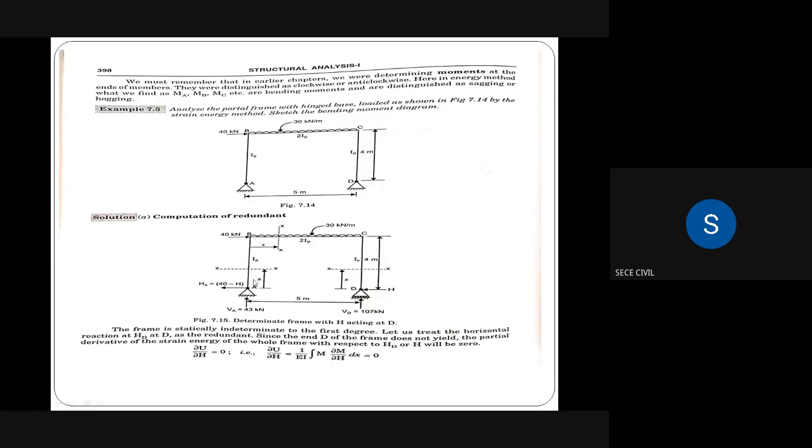So what is the moment we will get here at point A? Mogana Priya, what moment will come at point A when x is equal to 0?